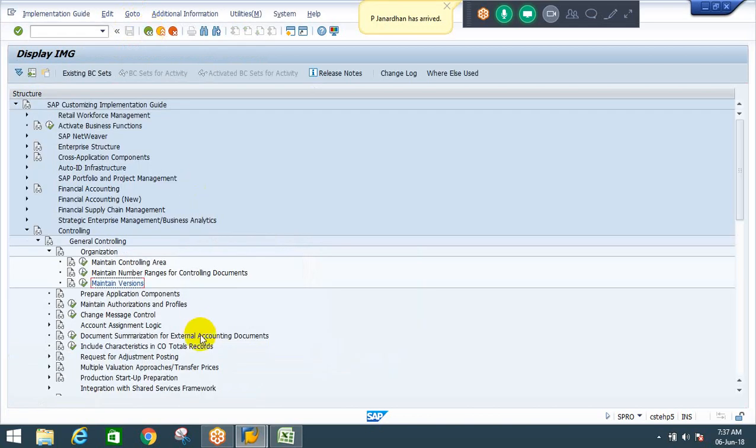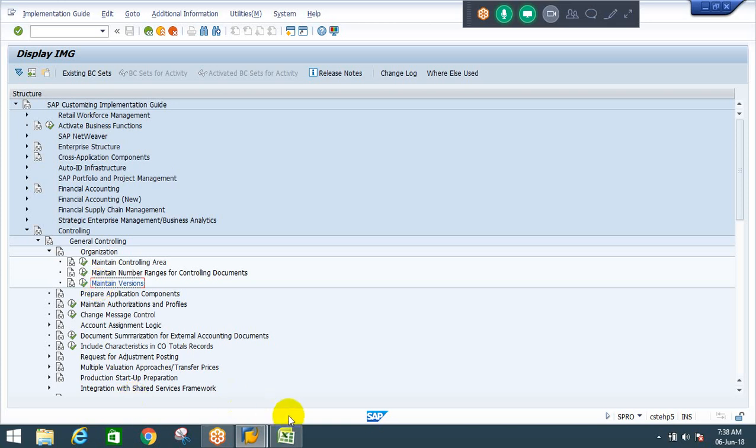So with this we have completed the basic settings for CO. We maintained the controlling area, we maintained the number ranges, and we maintained versions. We also need version 1 and version 2; we will do that in product costing. In version 0, we can plan, and we can also post actuals. So we are going to maintain planned values and actual values in version 0 only. Planning and actuals, both we post in version 0. Version 1 and 2 are also needed; we will discuss that later.